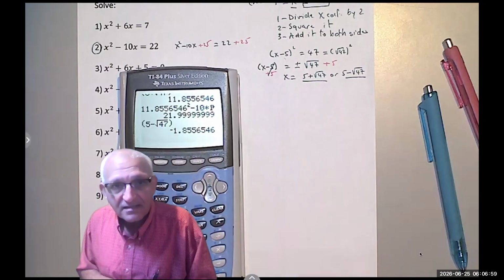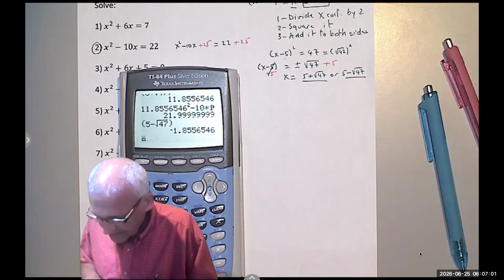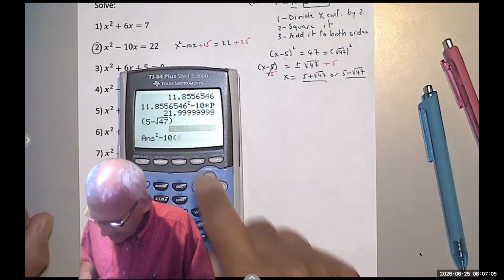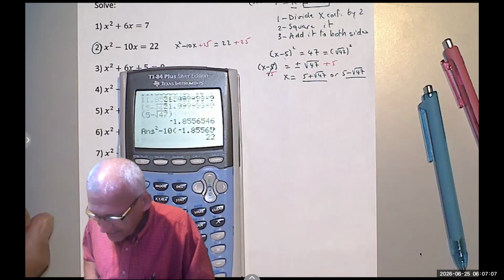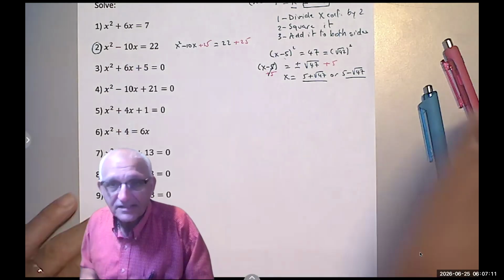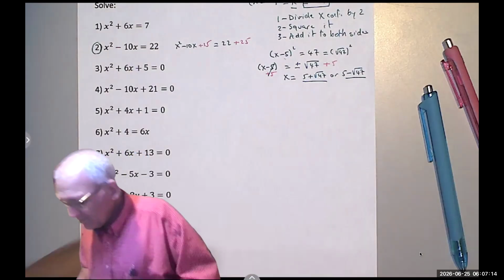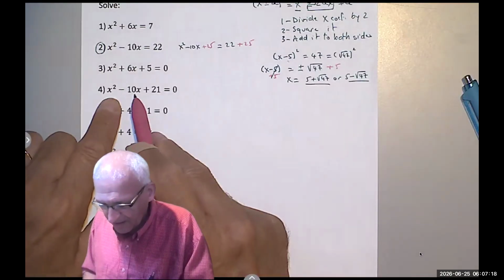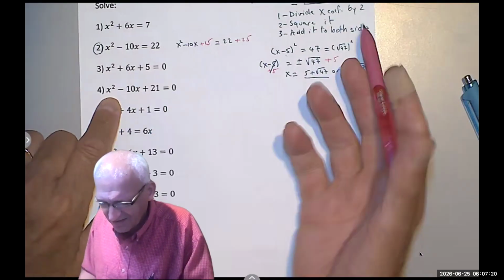So this is the second solution. I'm going to square it and then subtract 10 times this number. I get 22. So I know that I did my problem correctly. Let's move to number 4. It's identical. Oh my God, it's the same problem with 21 instead of 22.